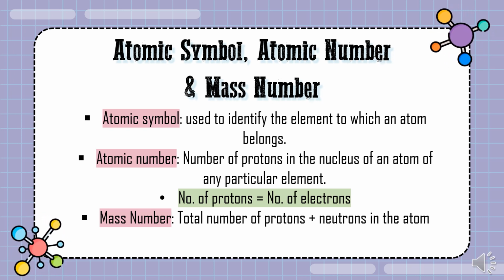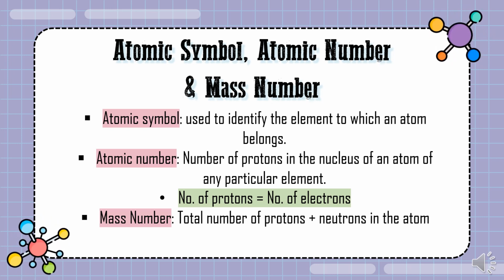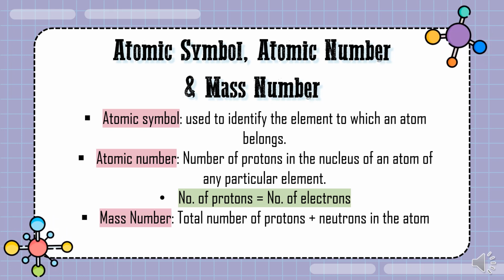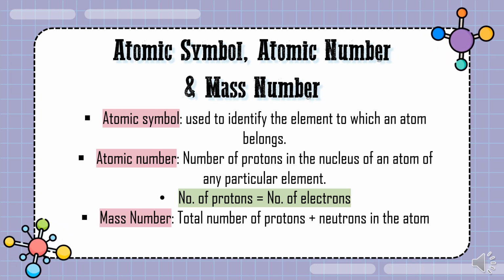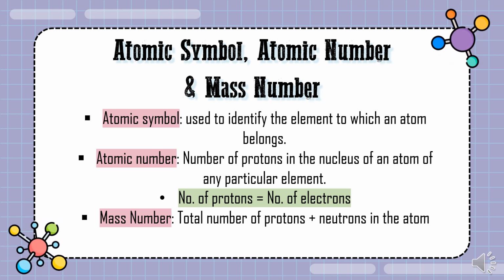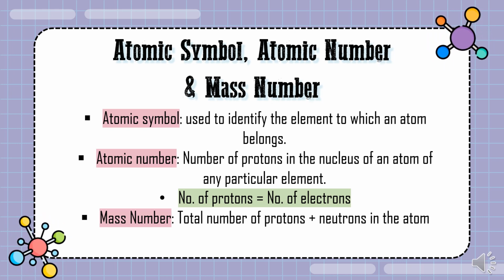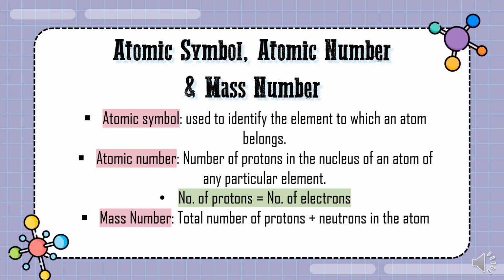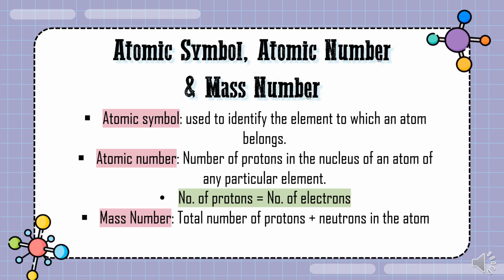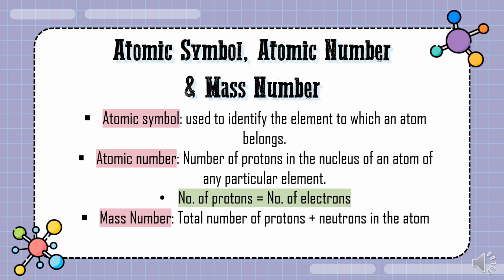So firstly, atomic symbol, atomic number, and mass number. What is atomic symbol? Atomic symbol is used to identify the element to which an atom belongs. We can also identify the number of electrons, protons, and neutrons that an atom contains. The atomic number means the number of protons in the nucleus of an atom of any particular element. Every neutral atom of an element has the same number of electrons and protons. So, number of protons is equal to number of electrons.